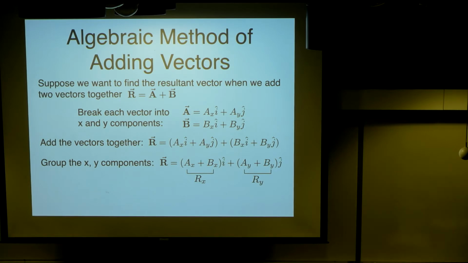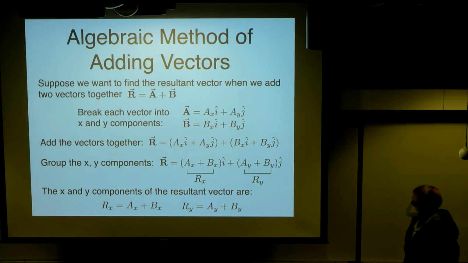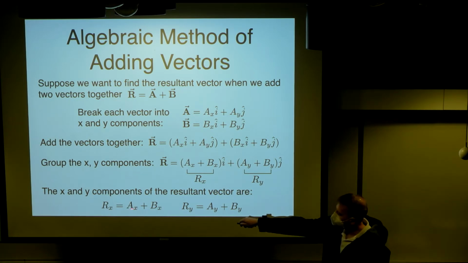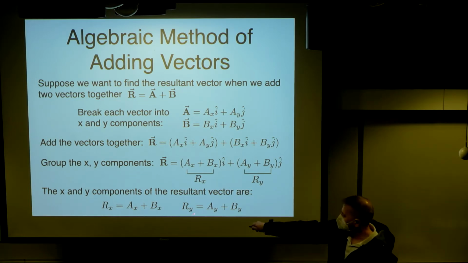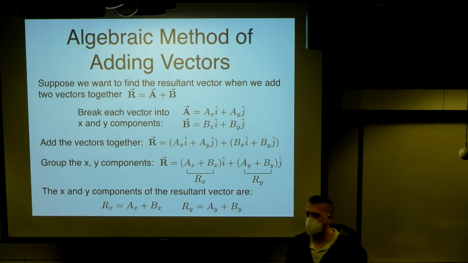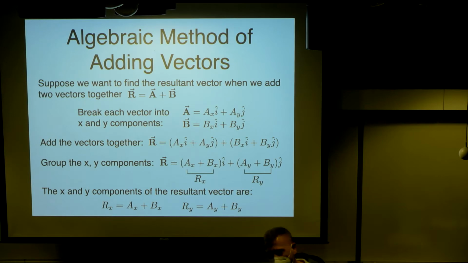So in a nutshell, here's what we can say. The x and y components of my resultant vector are rx equals ax plus bx, ry equals ay plus by. But forget all this abstract notation. What is the takeaway point of this? If I want to add two vectors together, all you do is group the x components and add them, and then group the y components and add all of those together.